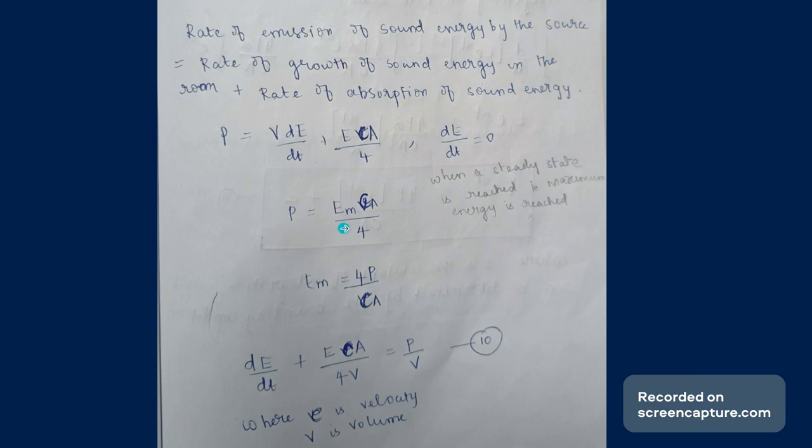P is equal to ECA divided by 4 on rearranging these terms. And we are setting dE by dt equal to 0 because we are considering the growth of sound energy in the steady state. When the maximum energy value is reached, dE by dt is going to be 0. So Em will be equal to 4P divided by CA.